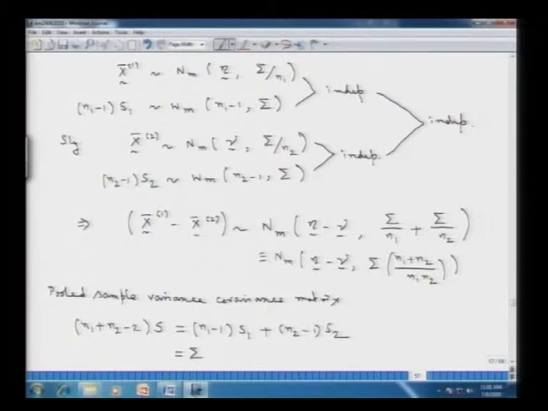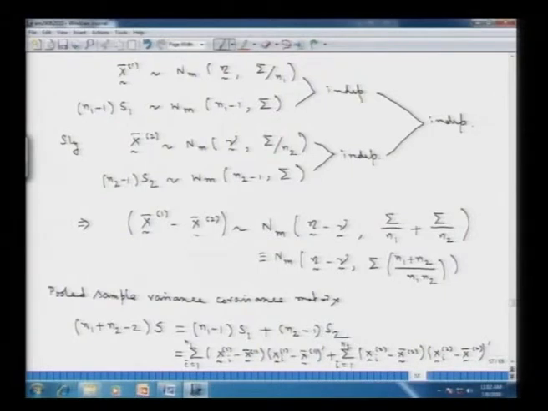So, this is equal to, let me make it complete, sum over i equal to 1 up to n1 of (x_i1 minus x bar 1) multiplied by (x_i1 minus x bar 1) transpose, plus the sum of squares and cross product matrix coming from the second population, this is (x_i2 minus x bar 2) multiplied by (x_i2 minus x bar 2) transpose. So, this is what we have as the pooled sample variance covariance matrix.